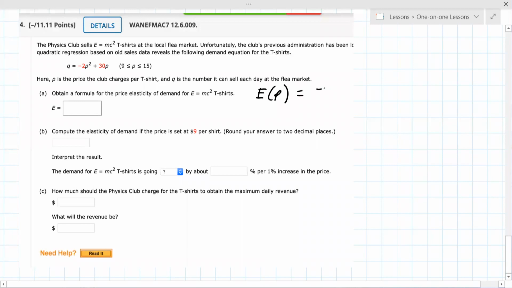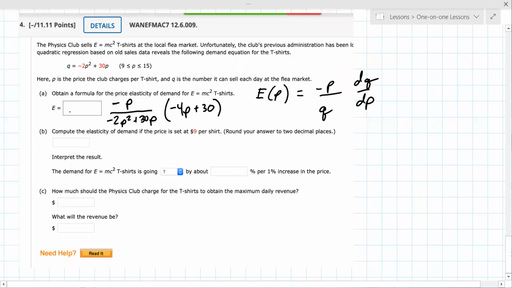So just as a reminder, it's minus P over Q times dQ/dP. Okay, so we have the P part, we have P and we have Q. So far it's minus P over Q, and Q is really all this stuff, minus 2P squared plus 30P. And then you multiply it by the derivative of this. The derivative of this at the top, that's power rule, minus 4P plus 30. So if you enter all that in, it doesn't have to be simplified. That is your E. You've got to get all that in nicely into the box there.